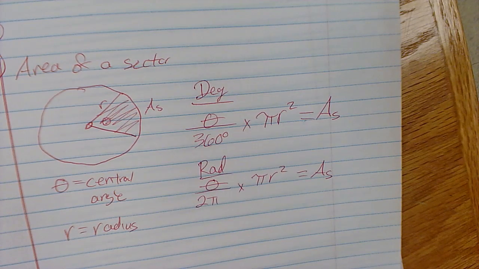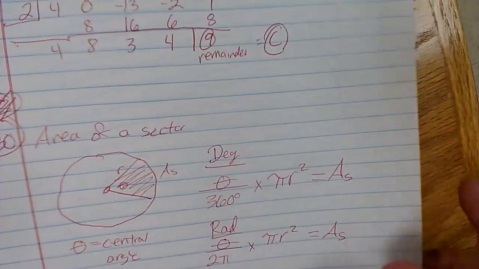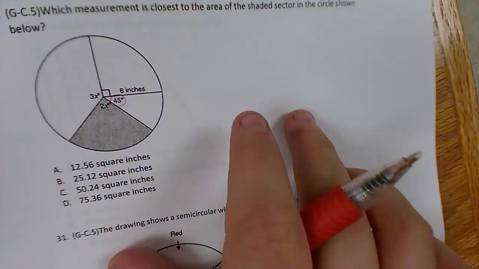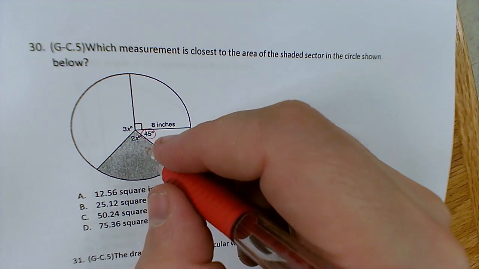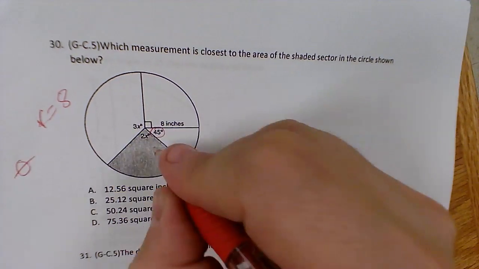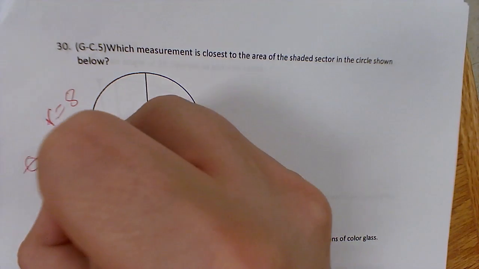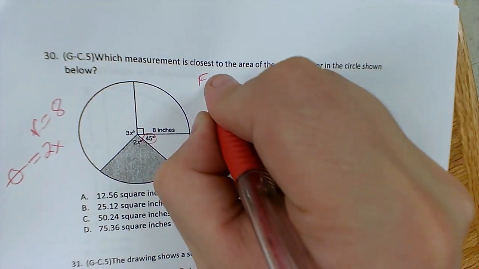So for number 30, this one's got like a million parts to it. And you have to be someone who was halfway decent with circles to kind of get where I start on this. So in this particular problem, it's asking what's the closest area. So we're going to do this in degrees since we have something in degrees. But we know that the R in this problem is 8. But at the moment, we just know that the angle here is 2x. So what do we do? We find x first.